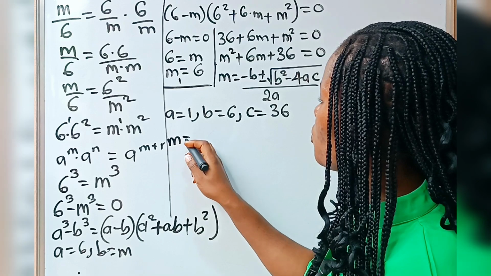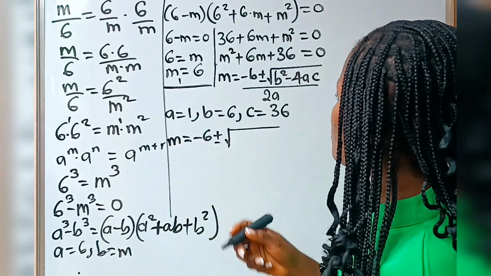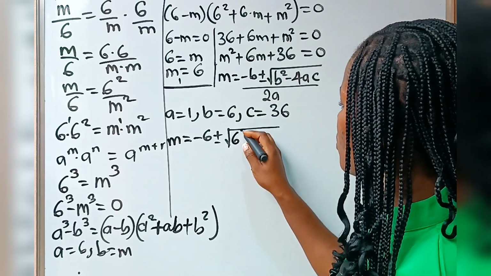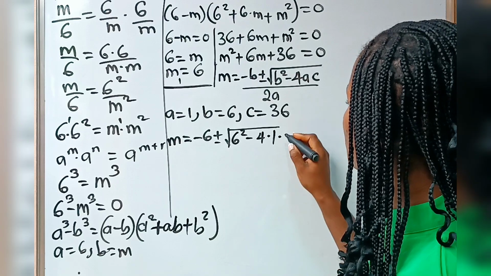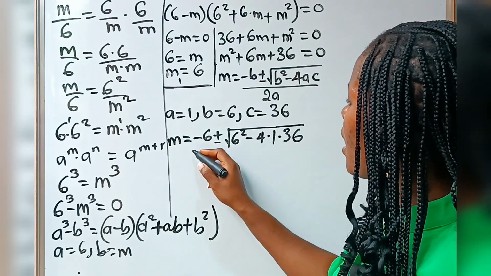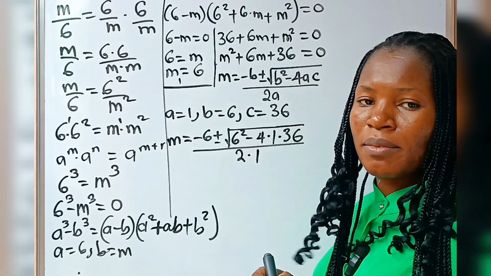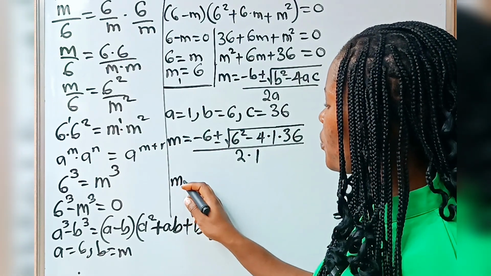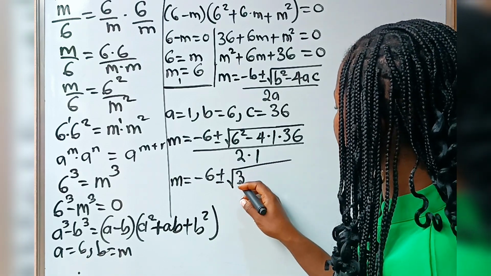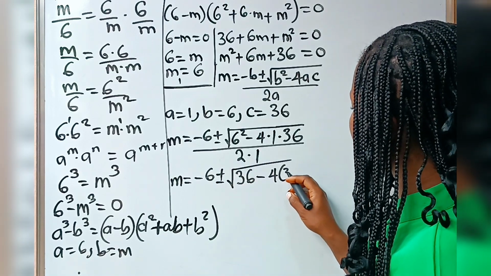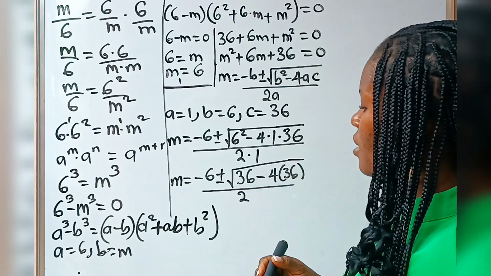So our m then should be equal to minus b, which is minus 6, plus or minus square root of b squared, which is 6 squared, minus 4ac, that is 4 multiplied by 1 multiplied by 36. Okay, everything divided by 2a, that is 2 multiplied by 1. So we are going to have m equal to minus 6 plus or minus square root of 36 minus 4 multiplied by 36. Okay, everything divided by 2.